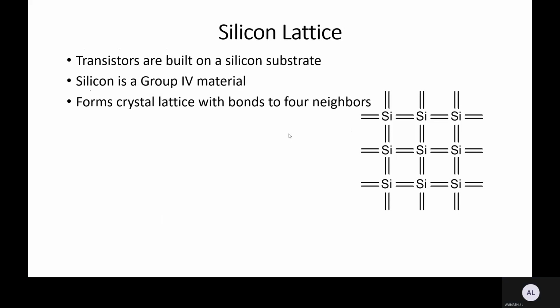You can see that in the diagram. Silicon has four bonds present. It forms a crystal lattice with bonds to 4 neighbors. If you take the center silicon, it has 4 neighbors: left one, right one, top one, and bottom one. The corners also have provision, but in this diagram it is not shown. This is the bonding it has. This is the crystal lattice.